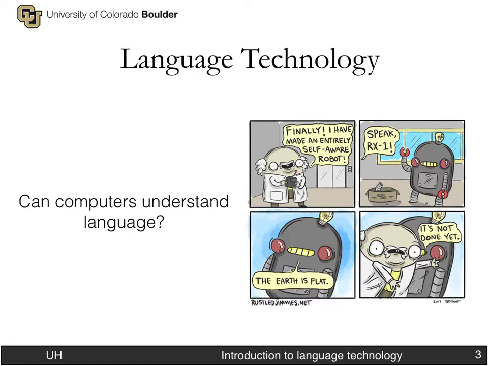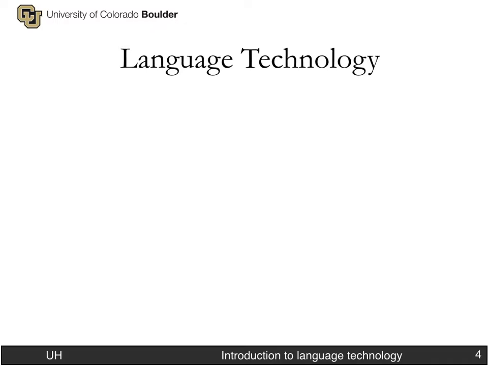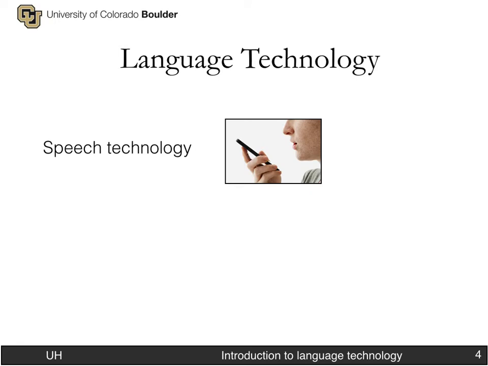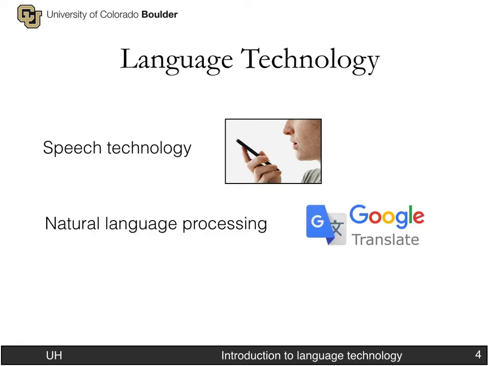So because this is such a difficult thing to define, we usually say that language technology aims to process language using computers. And language technology has three subfields. Speech technology, which processes spoken language. Natural language processing, which deals with text.